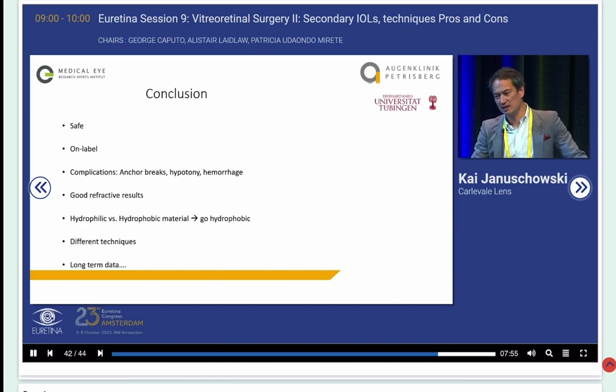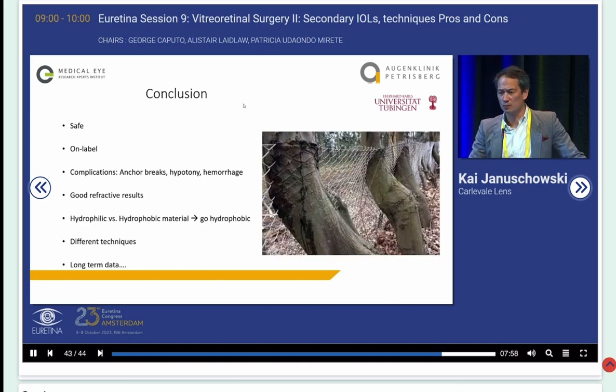Now, regarding the long-term data, there's just one thing that I would like to say, because we are dealing here with a synthetic material that is in interaction with the biological material. So we have a tendency, and you will probably see that, and I'm not sure where it comes from, that you will have anchors working through the conjunctiva or something like that.